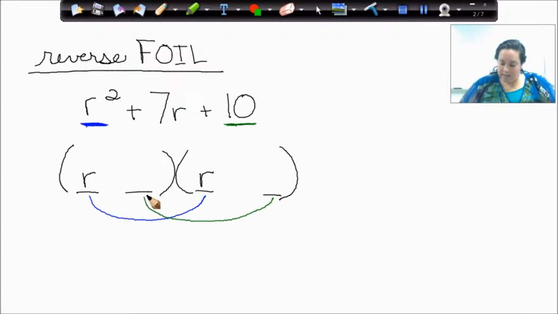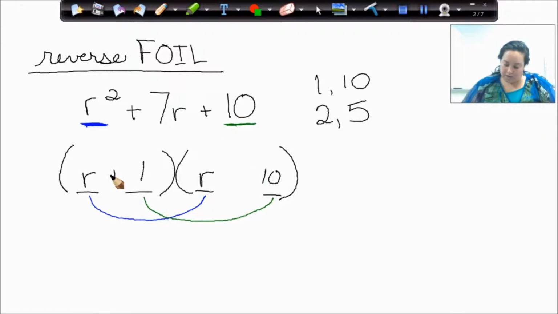Now this times this has to give us 10. So how could we do that? We could have a 1 times a 10, or we can have a 2 times a 5. Either way, we don't know, so we're just going to have to try it. Let's try a 1 times a 10. Do we want a positive 1 and a positive 10? How do we know? Well, we have a positive 10 here, so we're either going to have 2 negatives to make a positive or 2 positives. Let's try 2 positives.